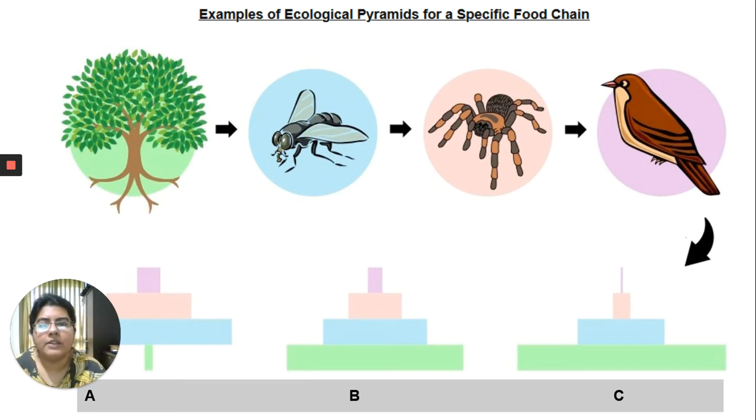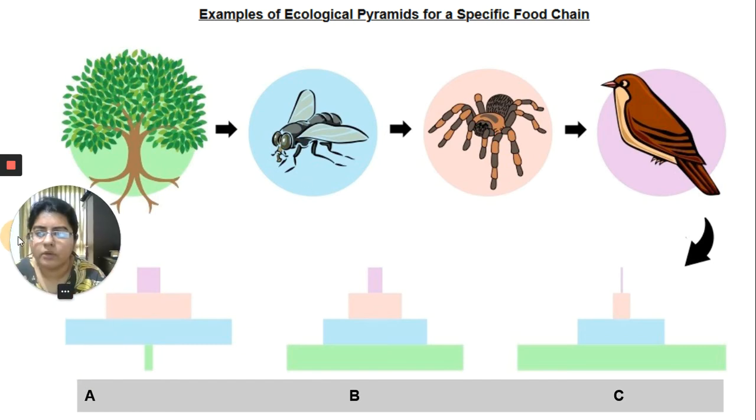Let's take a look at this example of food chain. There are 3 pyramids. I will move my photo a little above. Yeah. So in this example of food chain, can you tell me which ecological pyramid is A, which is B, and which is C? You can pause, think, and then play.